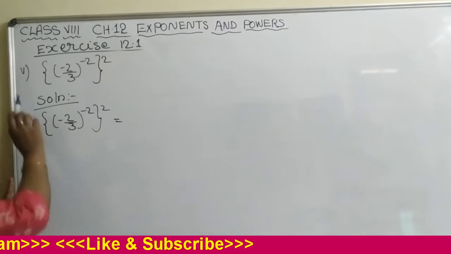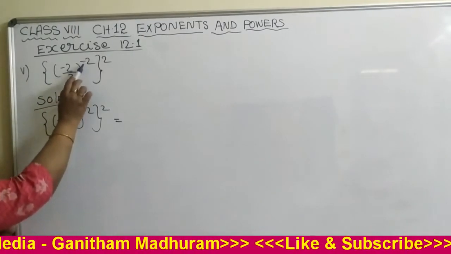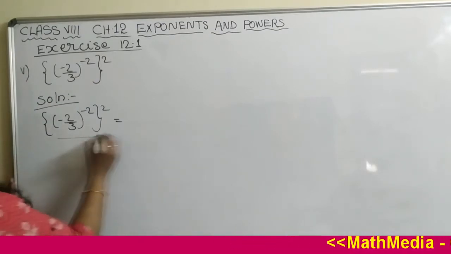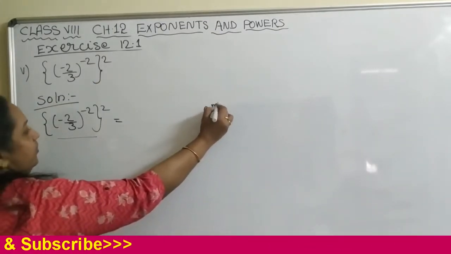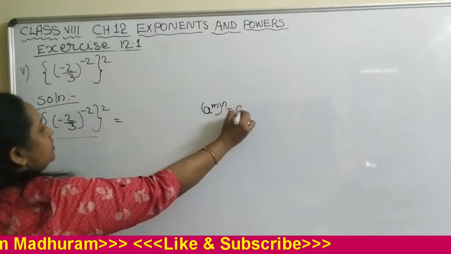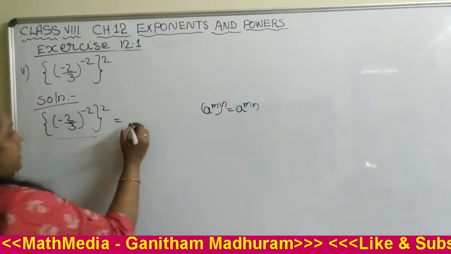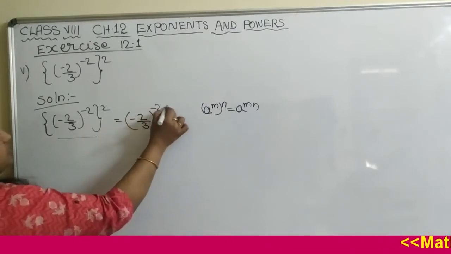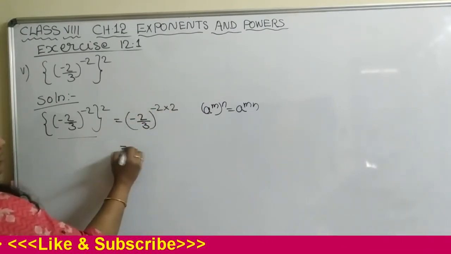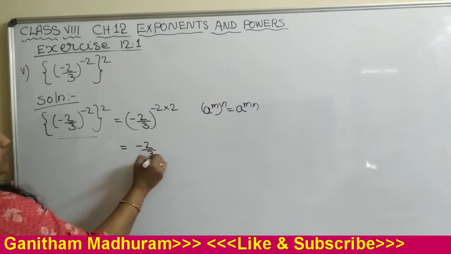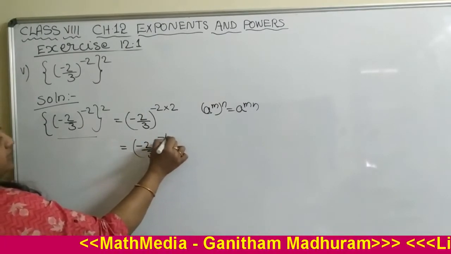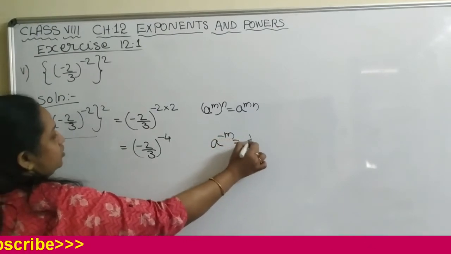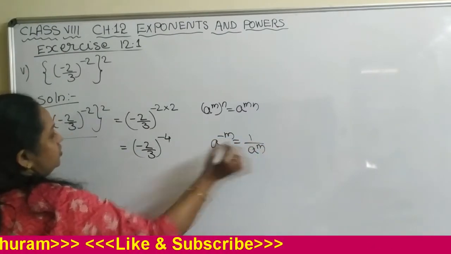So the answer is 1. Now we move to question number 5. (Minus 2 by 3) raised to minus 2 whole raised to 2. So this is of the form (a raised to m) whole raised to n equal to a raised to mn. So (minus 2 by 3) raised to minus 2 into 2, which gives (minus 2 by 3) raised to minus 4.